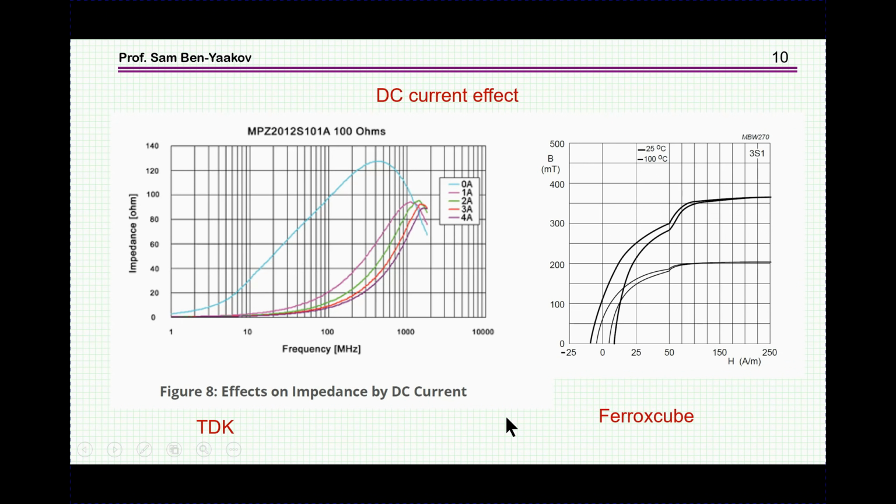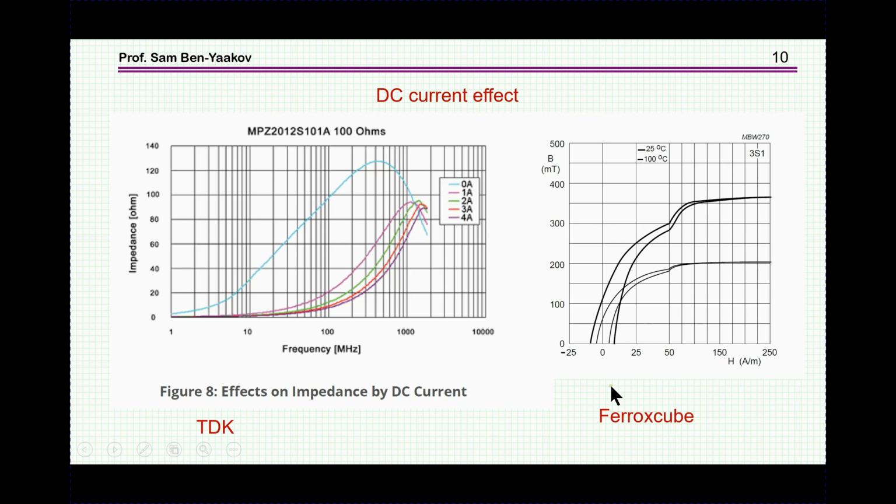Now, there are problems here. One of them is the fact that DC current will shift the permeability, because the permeability is the slope of this hysteresis curve. This is a ferrite core material, and you see that the permeability, which is the slope here, is changing. Here it's high and here it's low.